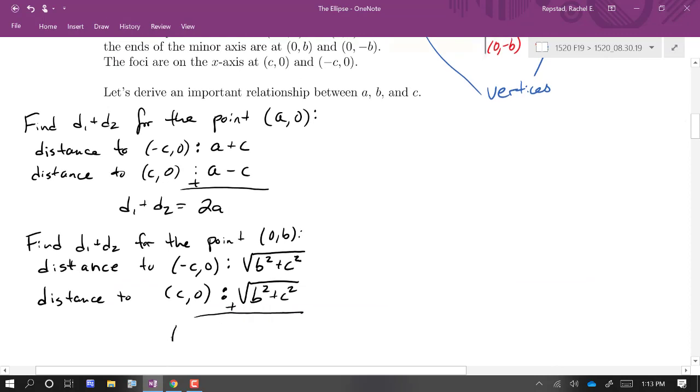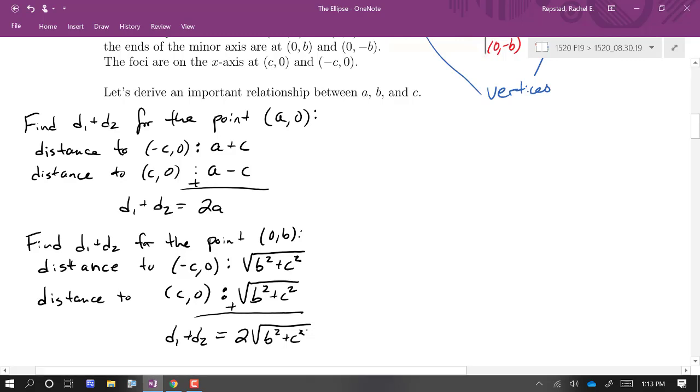So D1 plus D2, if I add those together, is just going to be 2 times the square root of B squared plus C squared. So no matter what point I pick, if I add up the distances to the two foci, we're going to get that as the sum of the distances. But we already found that the sum of the distances was equal to 2A. These have to be the same, right? That sum of the distances is fixed. That's what makes this an ellipse.